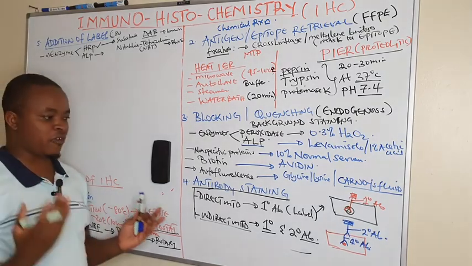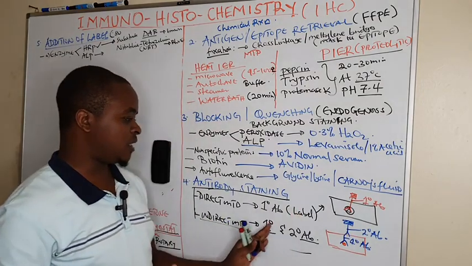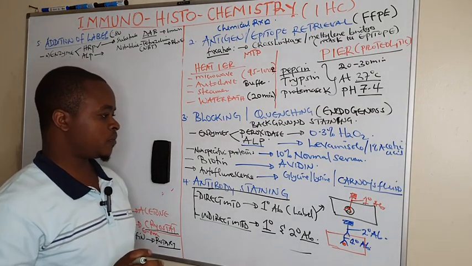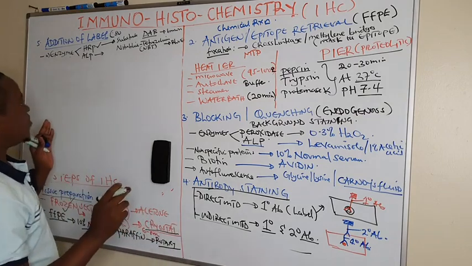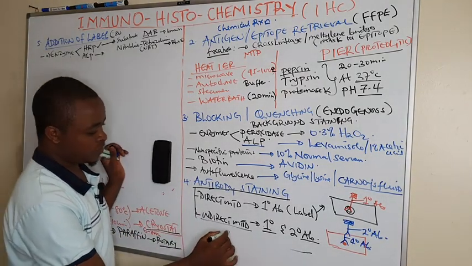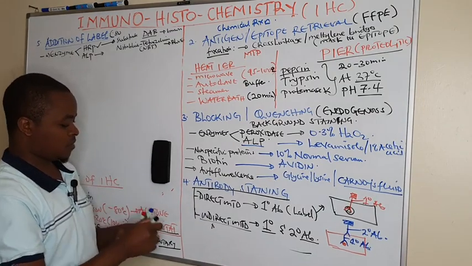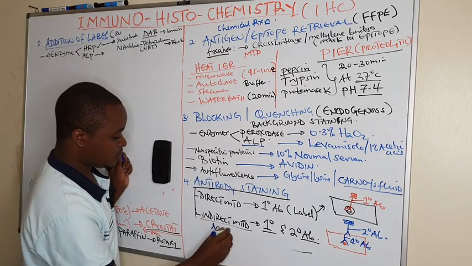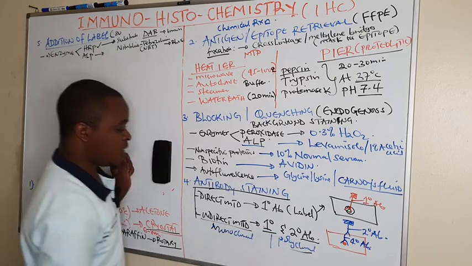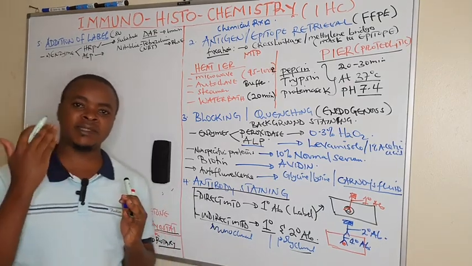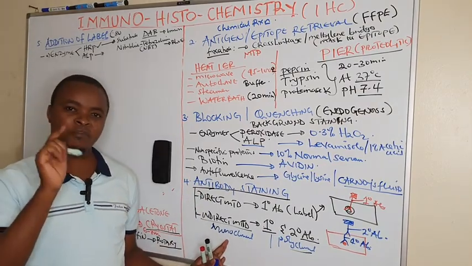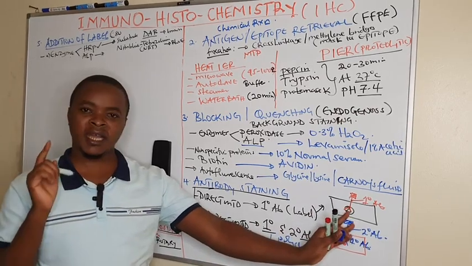And these antibodies, which I forgot to tell you, can either be monoclonal or polyclonal. So we can either use monoclonal antibodies or polyclonal. Monoclonal antibodies are made from a single clone of hybridoma cells. So they target a single epitope. They bind only to a single antigen epitope.